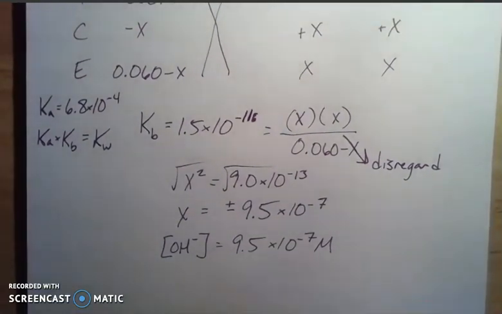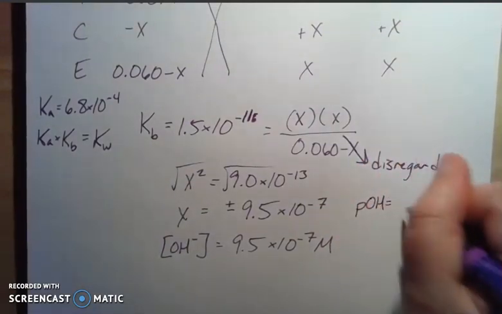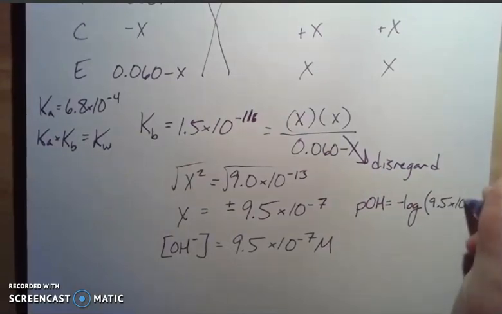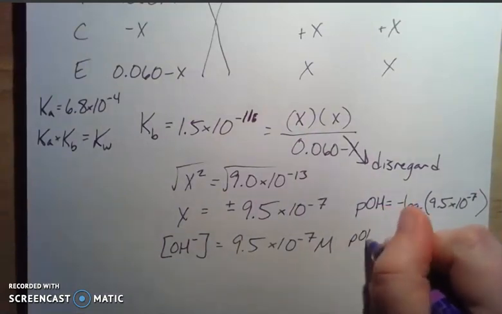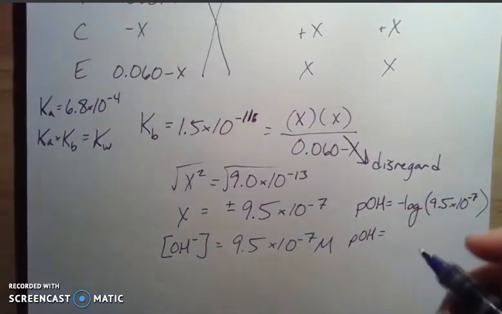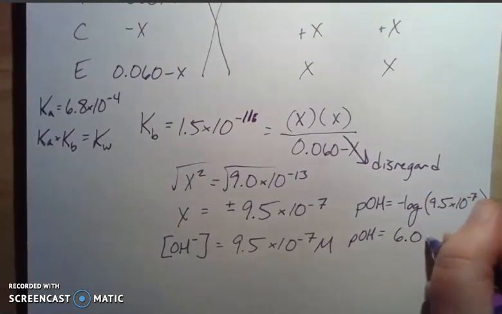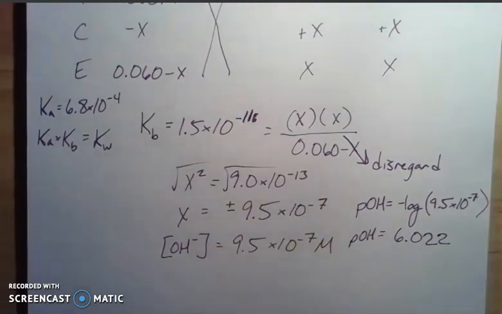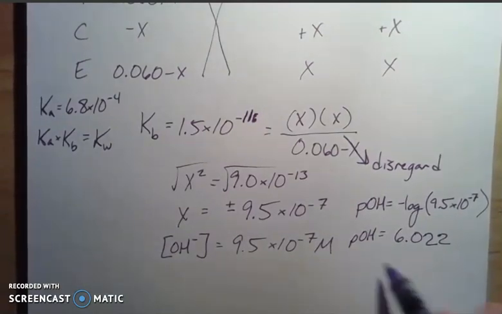And now using this information, I can calculate the pOH. That's the negative log of this concentration. So the pOH is equal to 6.022. I'm going to just kind of keep sig figs here, and then we'll round at the end. So I'm playing a little bit fast and loose with that. Okay, so here's my pOH.